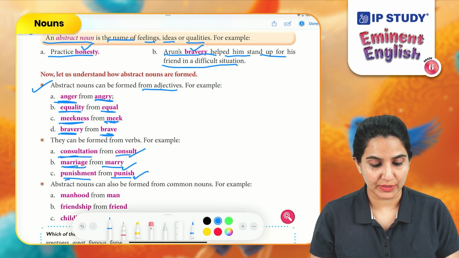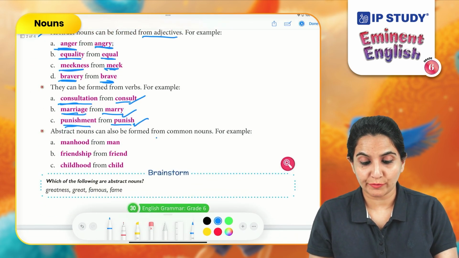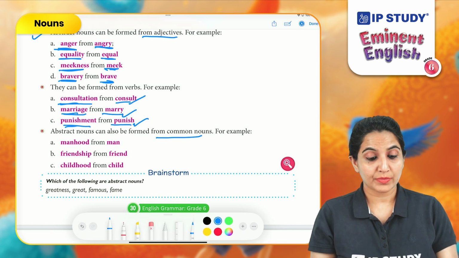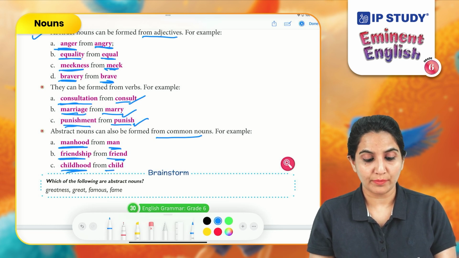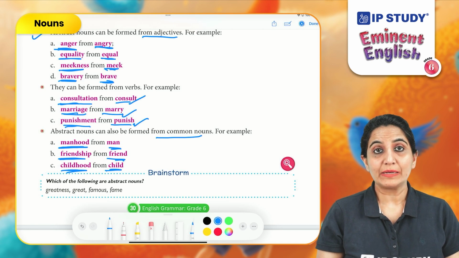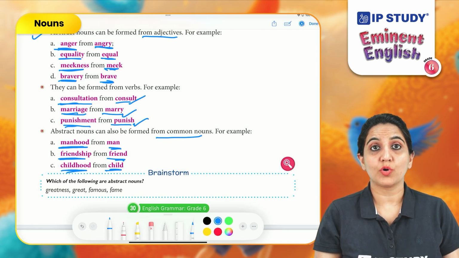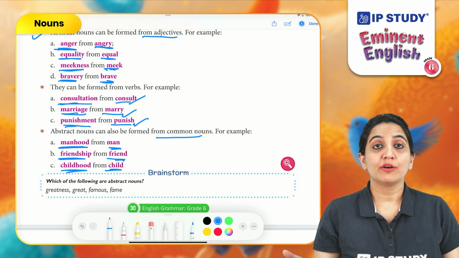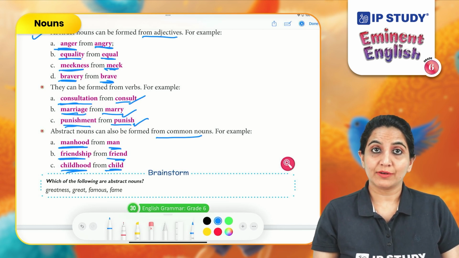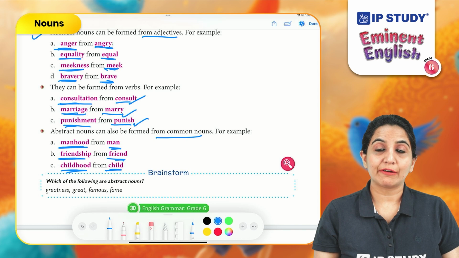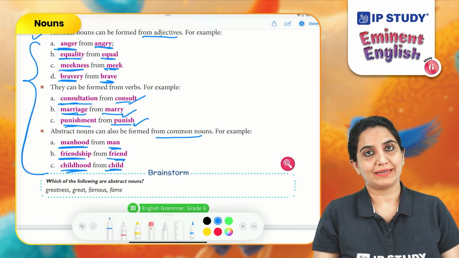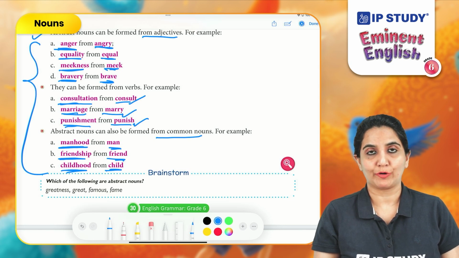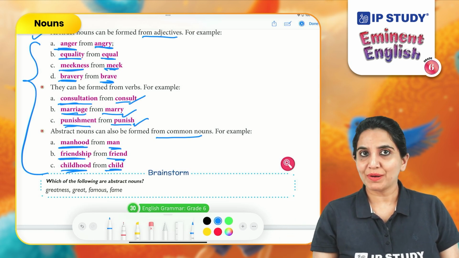Consultation, marriage, punishment. Abstract nouns can also be formed from common nouns like manhood from man, friendship from friend, childhood from child. Since abstract nouns represent ideas, feelings or qualities, we can form them from common nouns, from verbs and from adjectives. And these were the examples to form abstract nouns from adjectives, from verbs and from nouns. So this was all about nouns.